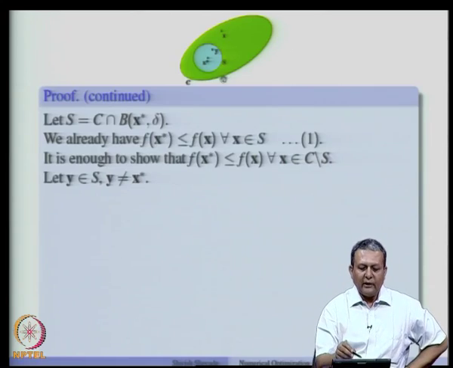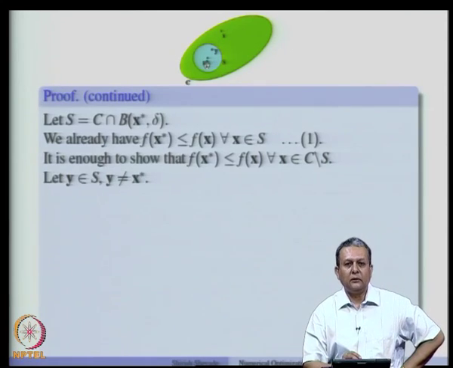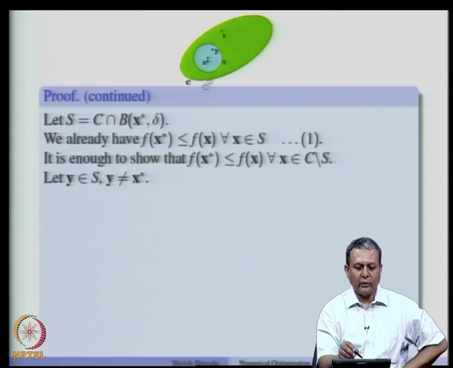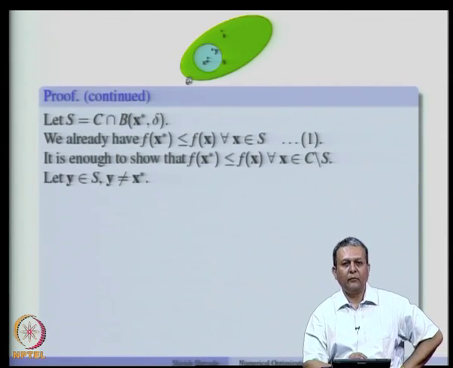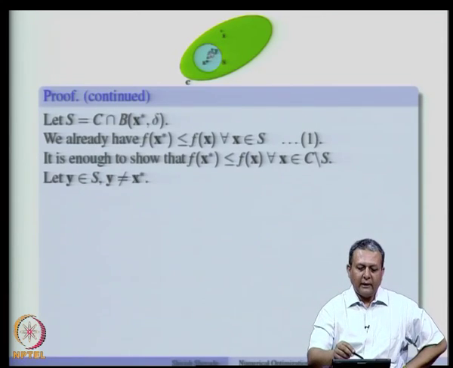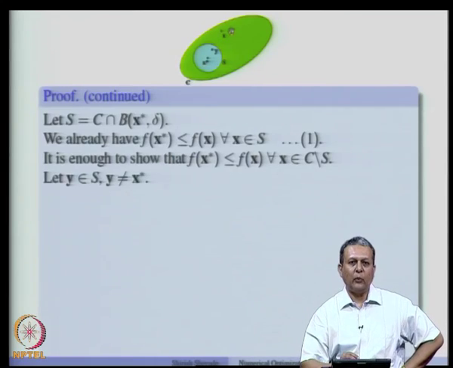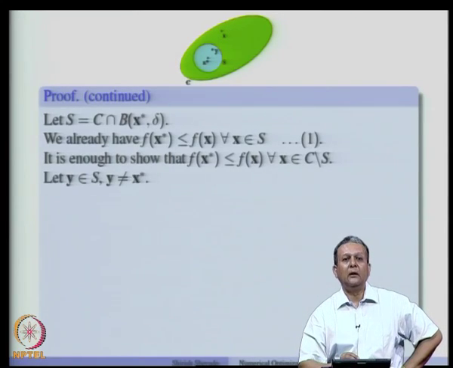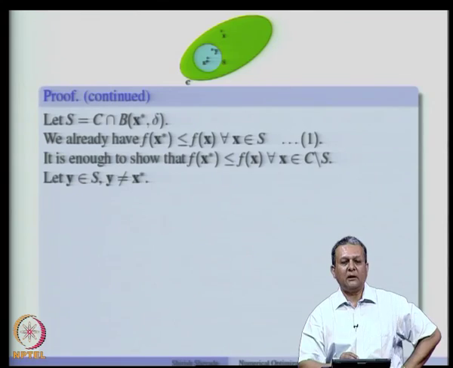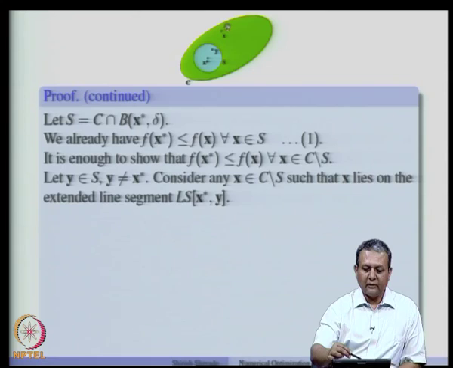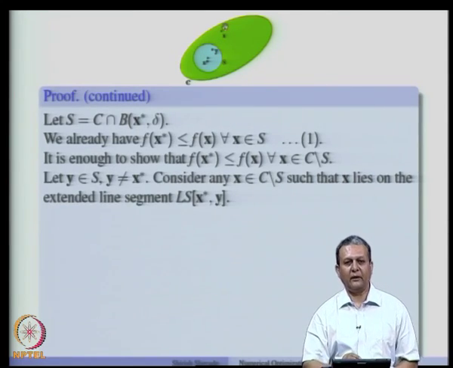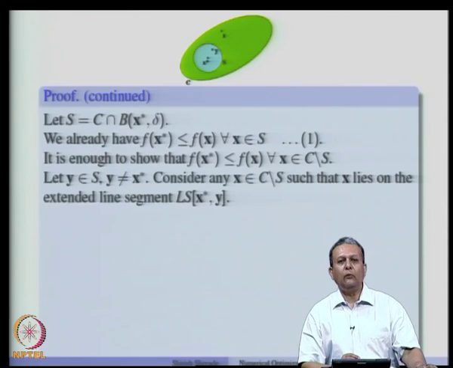So, let us consider a point in the delta neighborhood of x star, and let us call that point y, and y is not equal to x star. Now, what we do is that we take a line segment joining x star and y and extend it to some point x in the region C minus S. So, consider a point x on the line segment joining x star and y, and x belongs to the set C minus S.